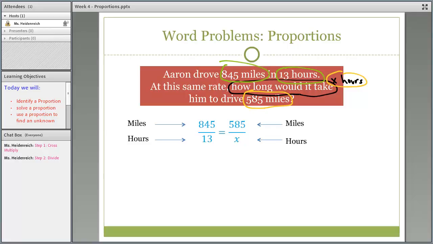Okay, so now I'm going to cross multiply. We're looking for the number of hours it takes to drive 585 miles. So cross multiplying, we have 845 times x equals 13 times 585. And then we simplify a little bit to get 845x equals 7,605. And then divide both sides by 845. And then I'll have my x alone, and x will just be 9.